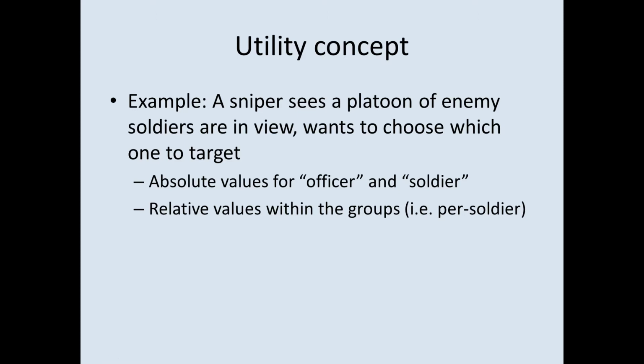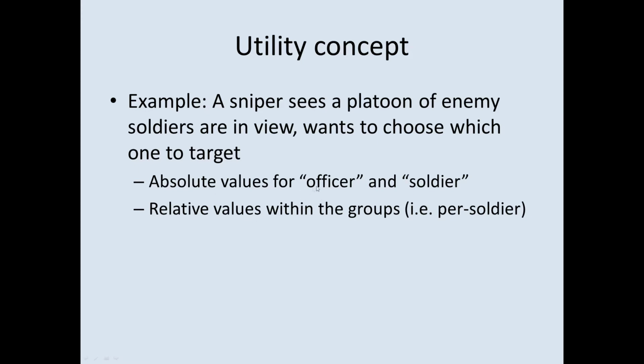So his example in the paper, if you read it, is basically that there's a sniper in a city and he's got a group of enemies that he can shoot at, and he wants to know which one to shoot. There's an absolute value of whether you should shoot an officer or a soldier. Obviously, the officer is better to shoot at in terms of absolute value because they have higher value as a target. But within those categories, within those absolute values, there's also a relative value, right?